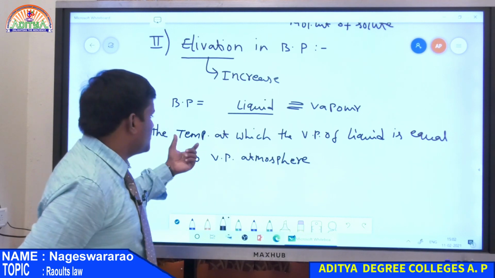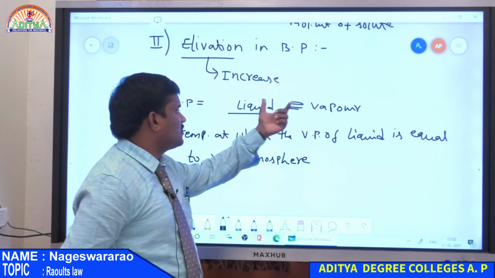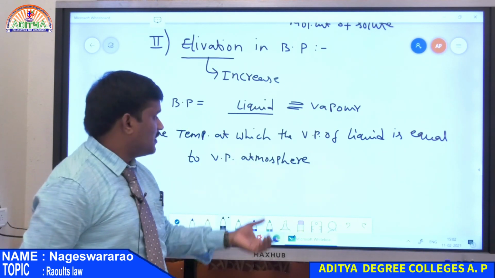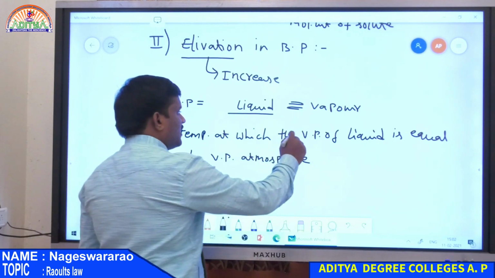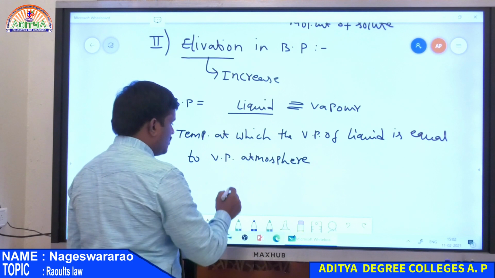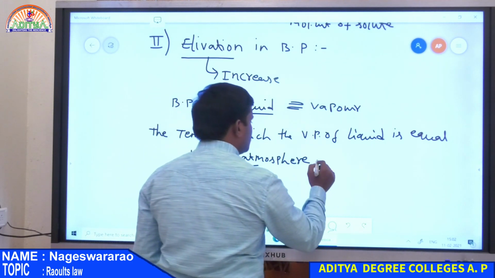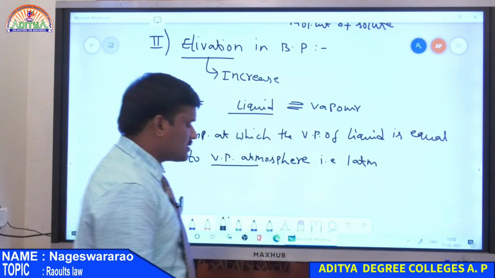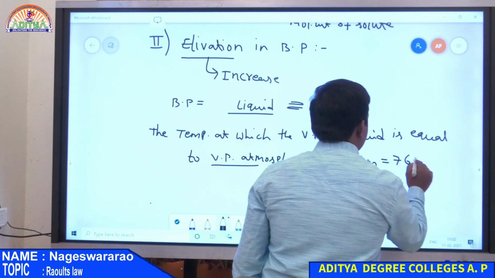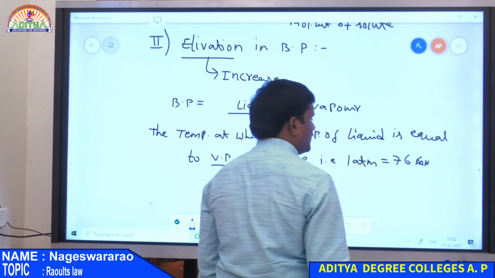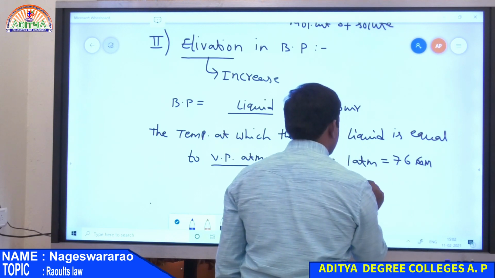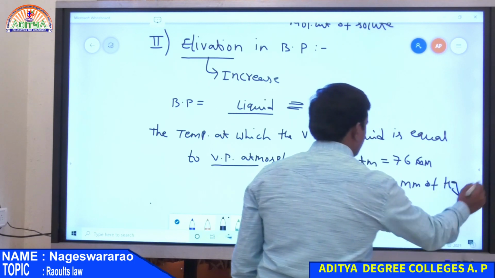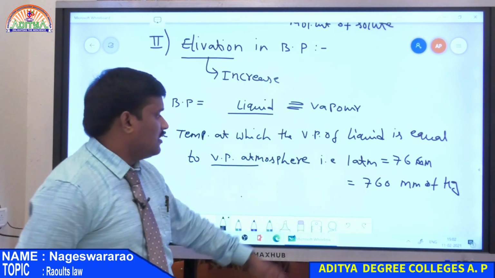So at the temperature where the vapor pressure of the liquid is equal to the vapor pressure of the atmosphere, only then is the liquid converted into vapor. So what is the atmospheric vapor pressure? That is equal to 1 atmosphere, or 76 centimeters of Hg, or simply 760 mm of Hg. This is the vapor pressure of the atmosphere.